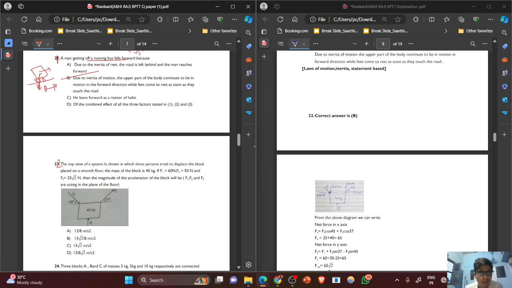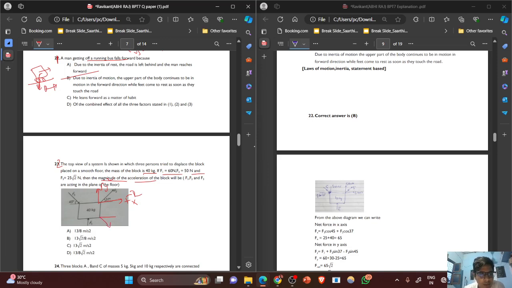It's question number 22. The top view of a system is shown in which three persons try to displace the block on a smooth floor. Mass is given, 40 kg, forces are given. Then the magnitude of acceleration. It is asking about the magnitude of acceleration. Simply resolve the forces, F1x, F2, F2y. It will apply in this direction.